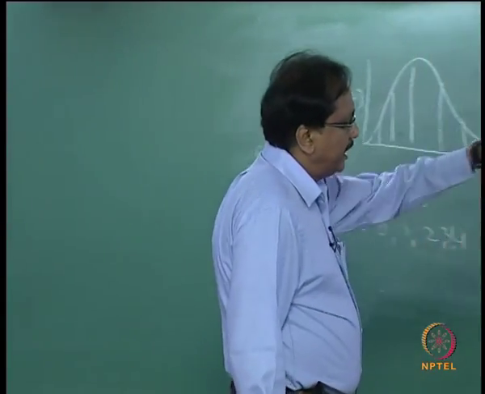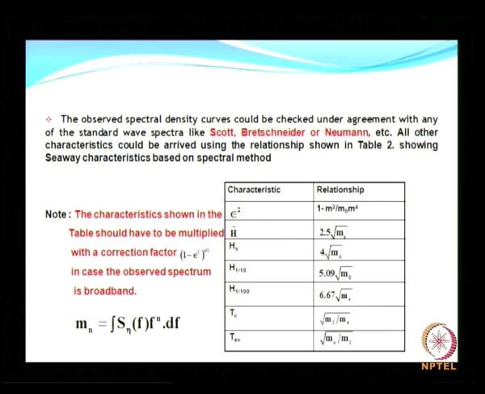Under the spectral method you can arrive at the spectral parameters: H bar, that is the mean wave height, then you have Hs, the significant wave height, then you have H10, H100, and Tc, the average crest period, and the average zero crossing period or average period for that matter. So that will be square root of m0 by m2, and m4 will also be coming. So mostly it will be only m0, m2 and m4.